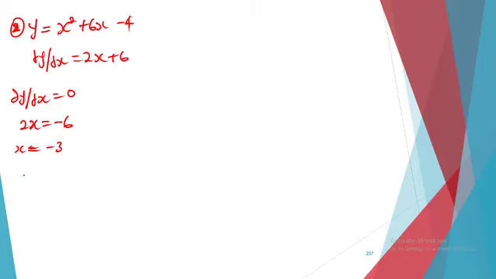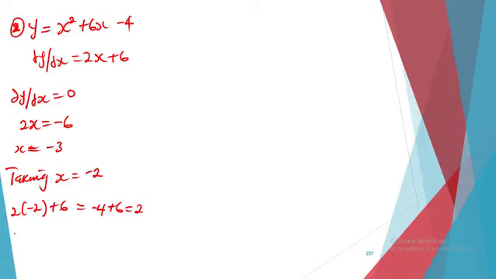So taking x to be equal to minus 2, that is when x increases, right? So we have 2 into minus 2 plus 6, and what would that give us? Minus 4 plus 6, which is 2. And that's positive.